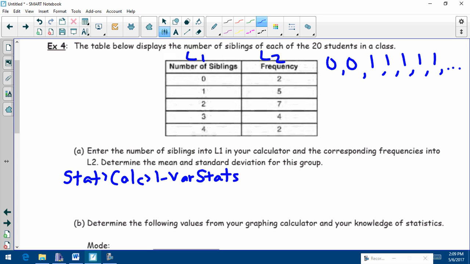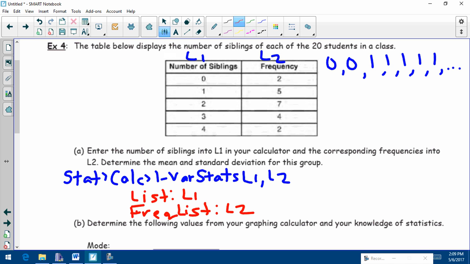But if you've got an old calculator, we have to tell it to consider the frequencies now. So we're going to call this L1, comma L2 before I hit enter. I'll show you what that looks like in the calculator in a second. If you've got a new calculator, when you do stat calc 1 variable stats, you still want list to say L1, but now you do want something in freq list. You have to tell it there is a frequency list, so put L2 in frequency list.